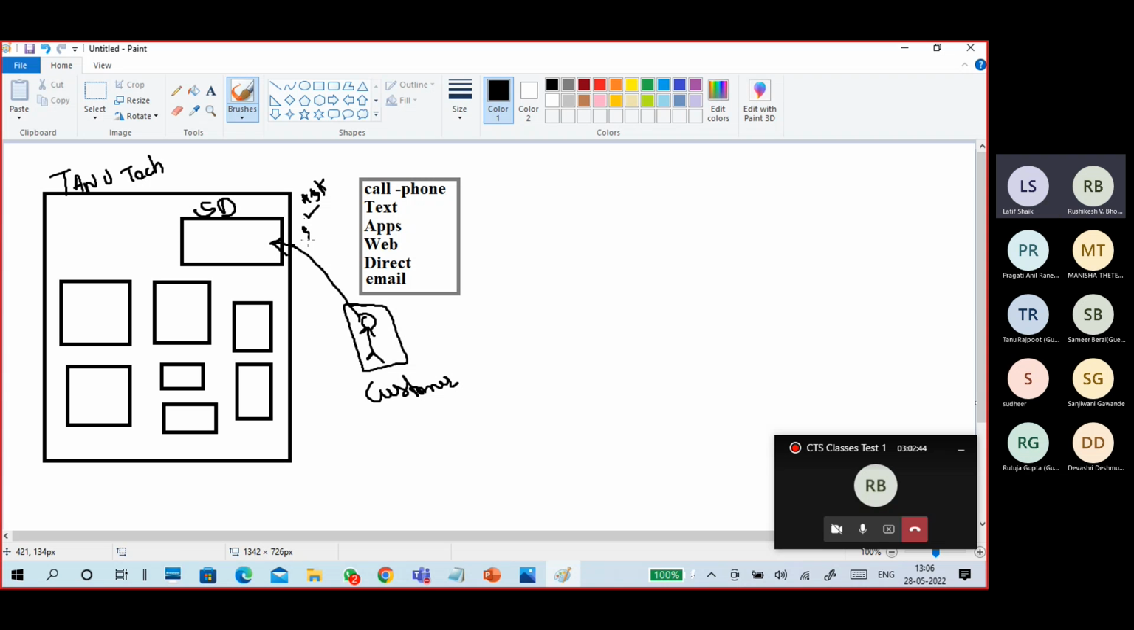Second, they will give you some suggestions. They will tell you, go through this, do it like this. Finally, if the problem is not solved, they'll create a ticket. Anyway, everything is a ticket. Whatever they do, they'll create a ticket.